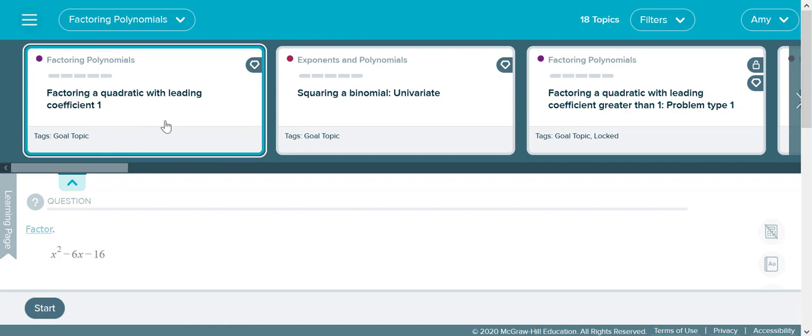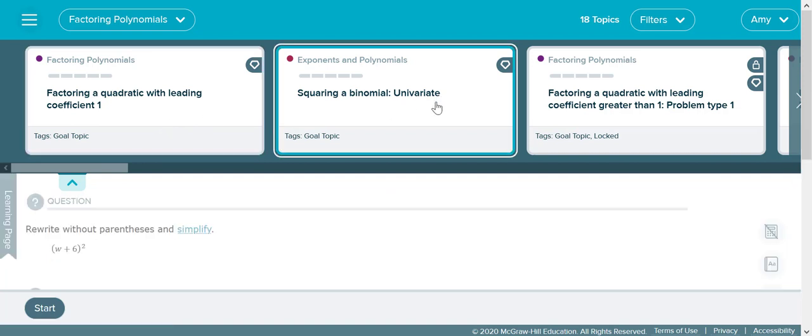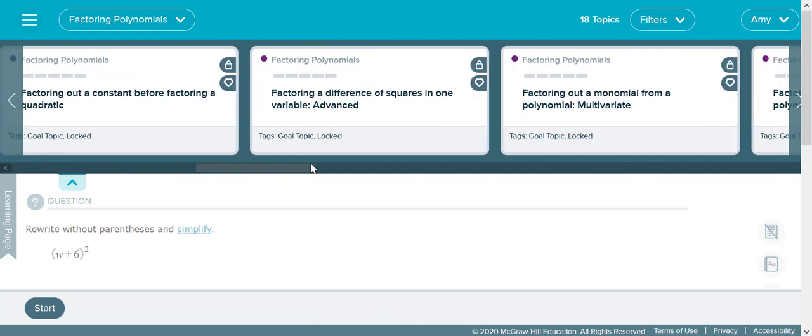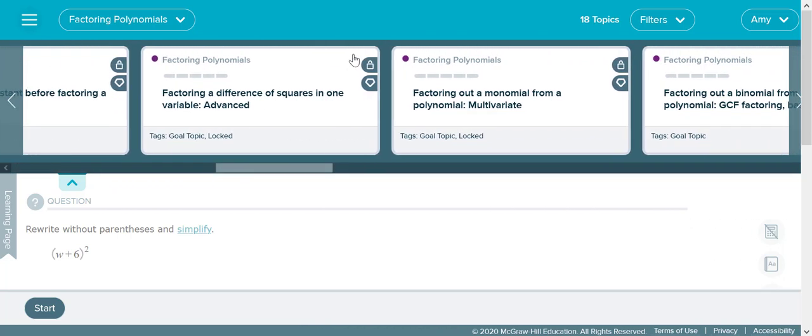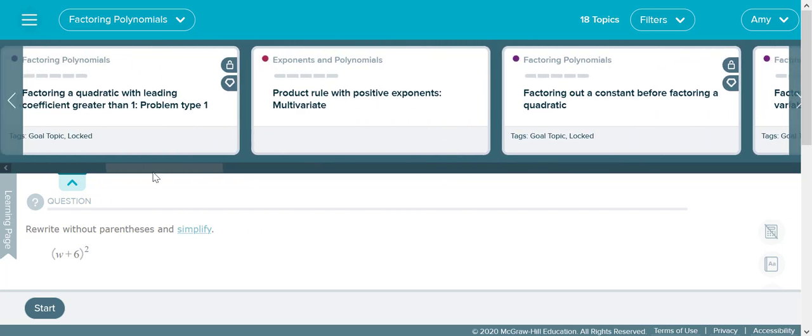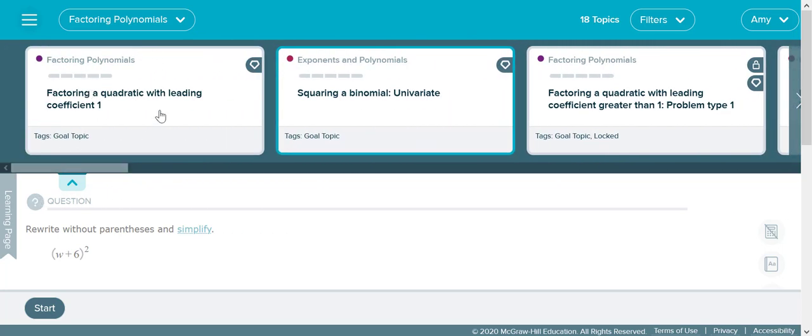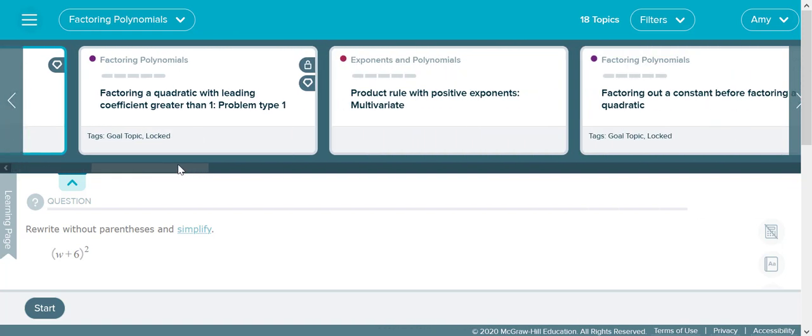And I can click around if I want to work on something else. So if I want to work on more multiplying, I can work on squaring, and anything that's unlocked I can work on. So notice some of these have a lock symbol. It's because I haven't shown that I know how to do the stuff before it, the prerequisite. So I would have to do these unlocked topics, and then once those are completed, then I'm actually ready for anything that's locked. The locks will start to come off on those.